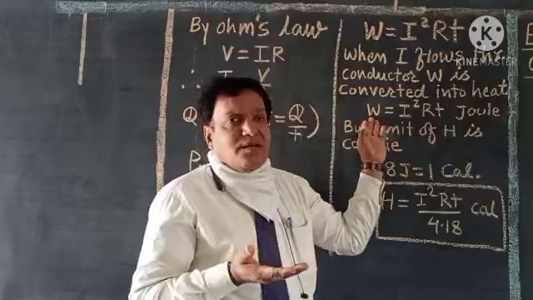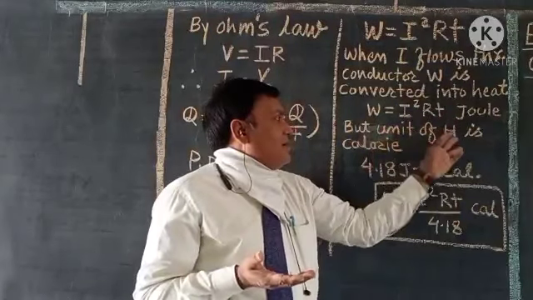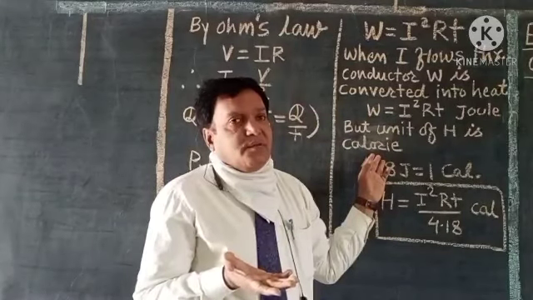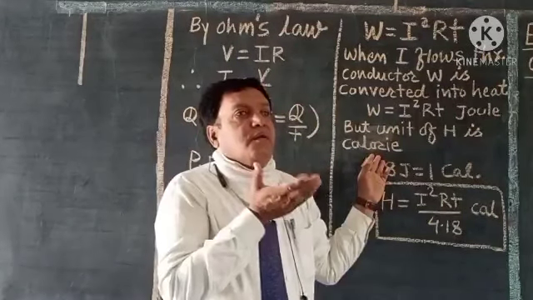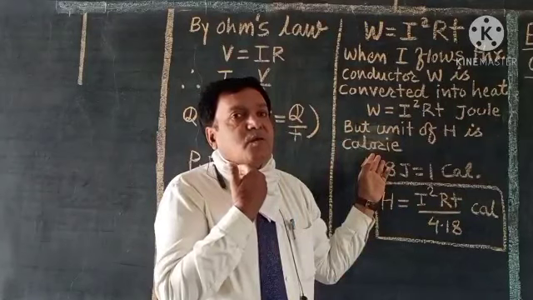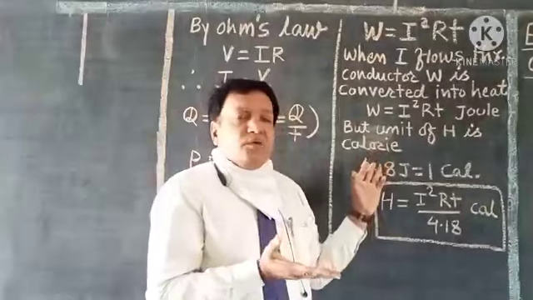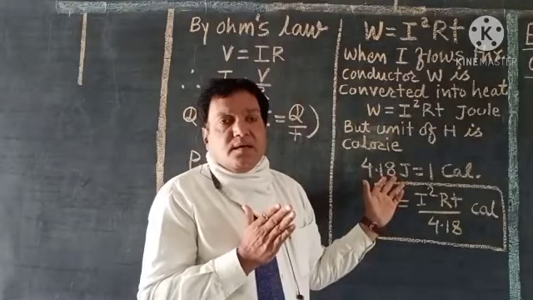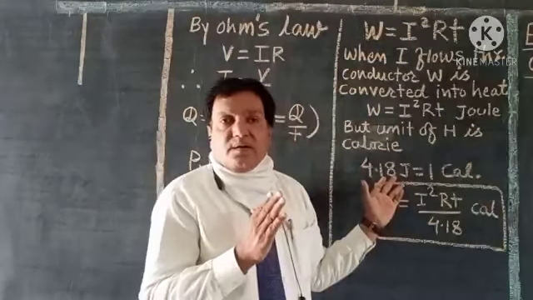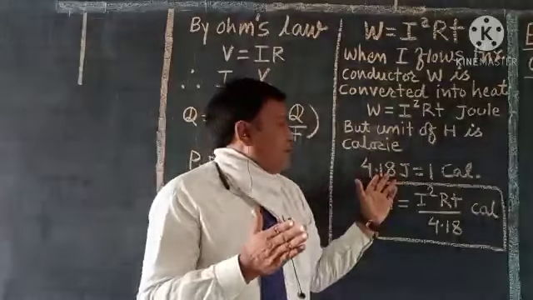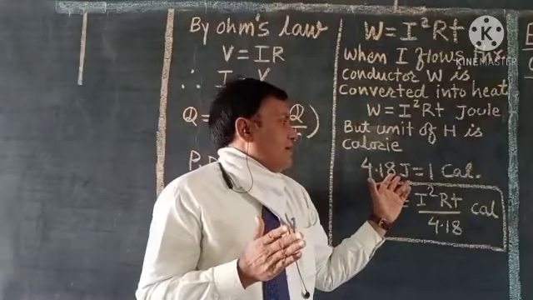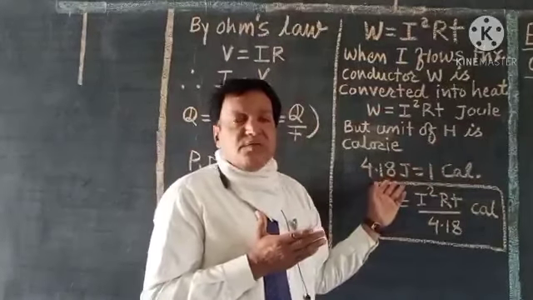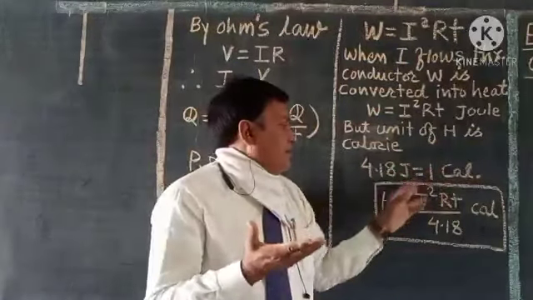Here the unit of work done is joule, but the unit of heat is calorie. This work done is converted into heat, but the unit of work done is joule, and heat is expressed in the form of calories. So we have to use the relationship between the units of work done and heat, and that is 4.18 joule equal to 1 calorie.